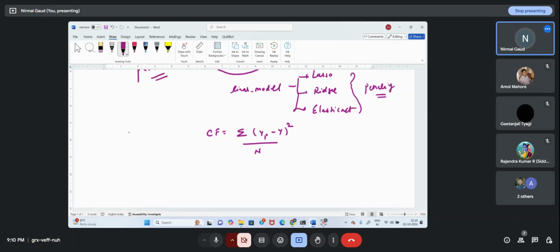We will be adding penalty in this equation only. Here only we'll add penalty. Lasso is called as L1, ridge is called as L2, elastic net is L1 plus L2. It's a combination of both L1 plus L2.